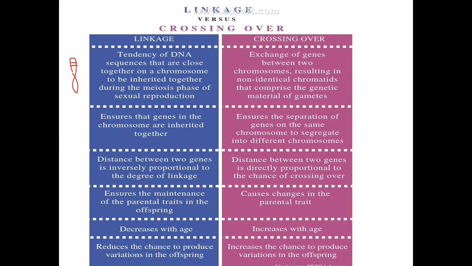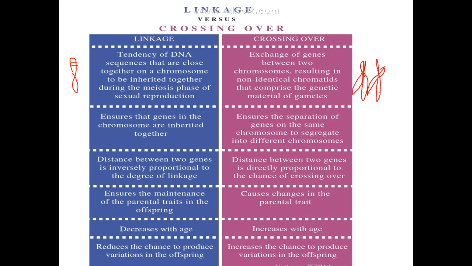What do we mean by crossover? It is the exchange of genes between two chromosomes, resulting in non-identical chromatids that comprise the genetic material of gametes. Like this, these two, and the crossing over is occurring between this and this. I should have drawn another pair also here. So the swapping occurs between this and this, not only at this position, but at any position here and here. That is called crossing over.